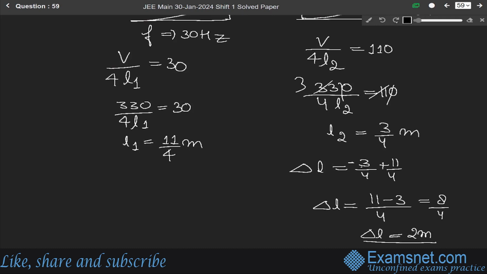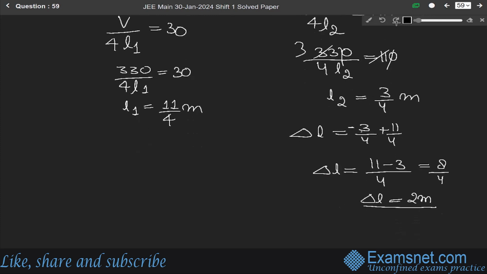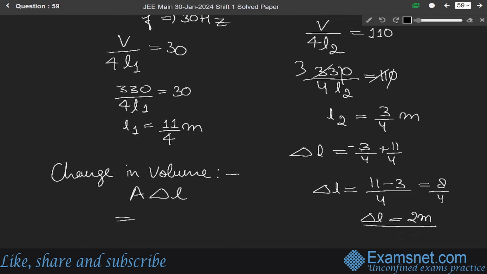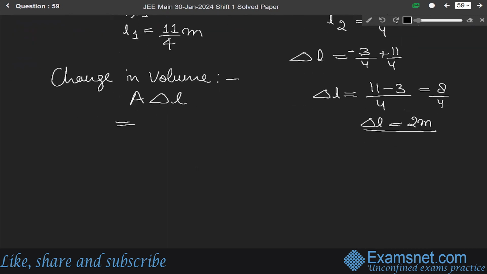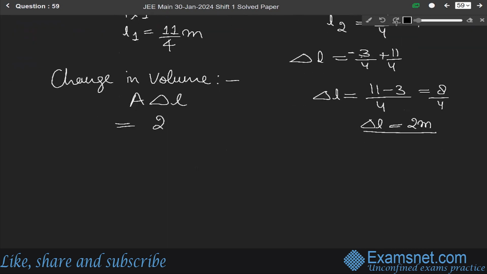Okay. So change in volume will be equal to area into change in length. Area into change in length. And area is what? Area is given as 2 centimeter square. So 2 centimeter square into 2 meter, meaning 200 centimeter. So it will be 400 centimeter cube change in volume.